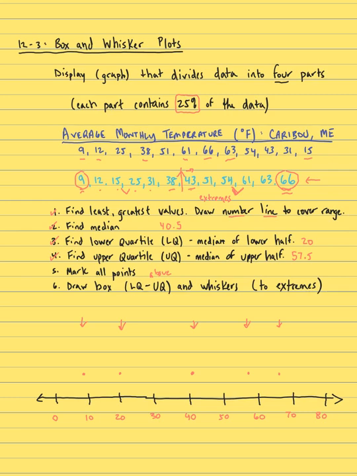And then finally, step 6 says draw a box from the lower quartile to the upper quartile. So that's going to be from here all the way over to here. And usually I like to draw a line that represents the median. And whiskers to the extremes. So that would be from here over to 66, and from here over to 9.